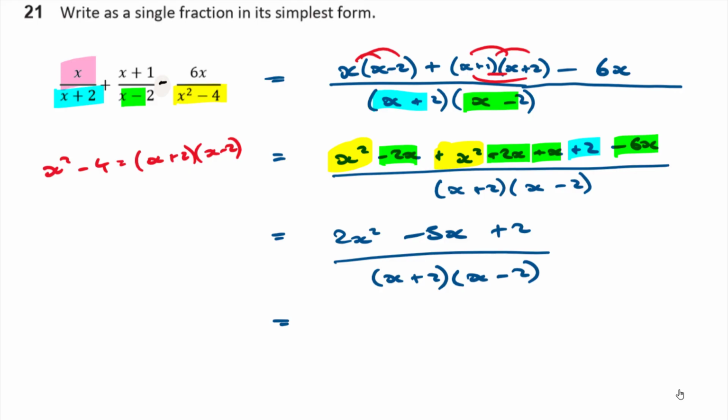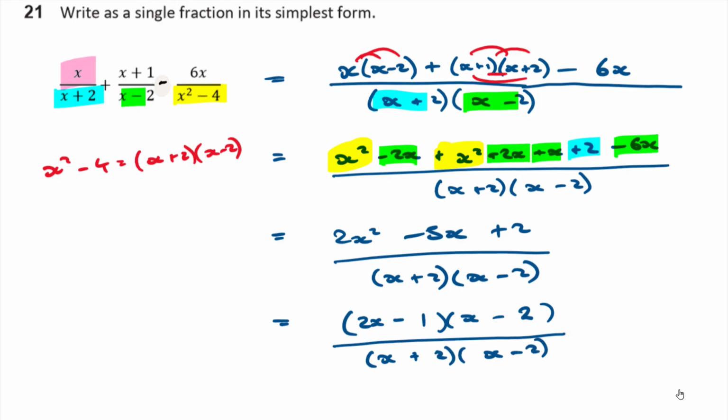Now I've got a feeling that that quadratic on the top might factorize. So if it does, it's going to be a 2x here and an x here. Now I've got a positive term at the end and a negative term in the middle, and the only way that can happen is if I've got a minus and a minus. And the only factor pair of 2 is 1 and 2. So if I put the 2 here and the 1 here, then the 2x times the 2 is going to give me minus 4x, and the minus 1 times the x is going to give me minus x, minus 5x altogether. So that seems right, and that's all over x plus 2, x minus 2.